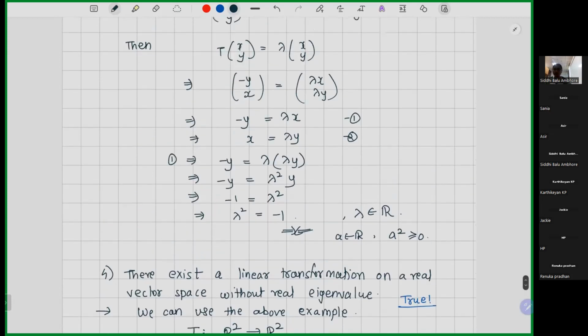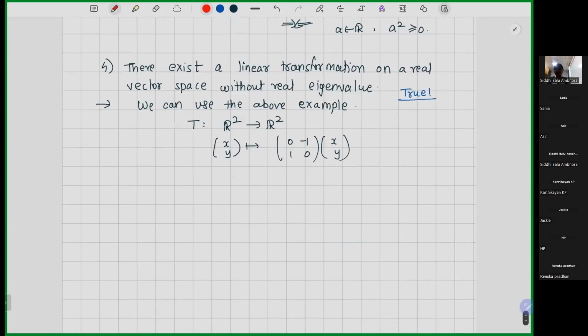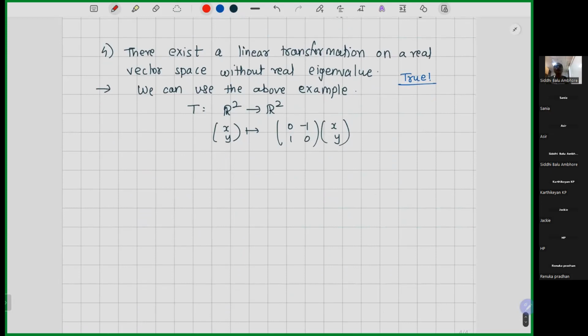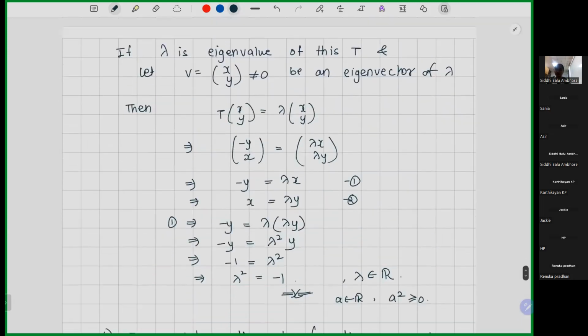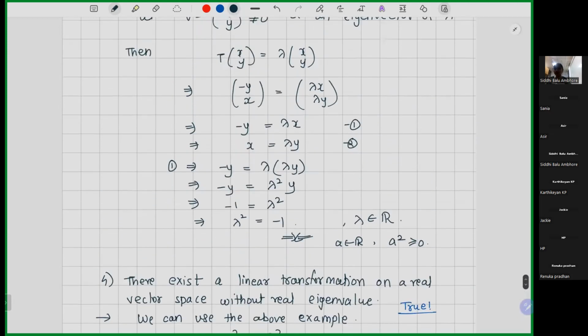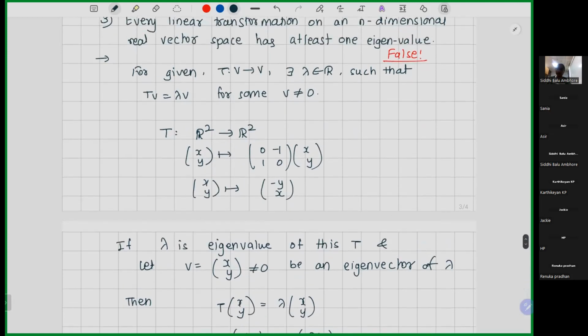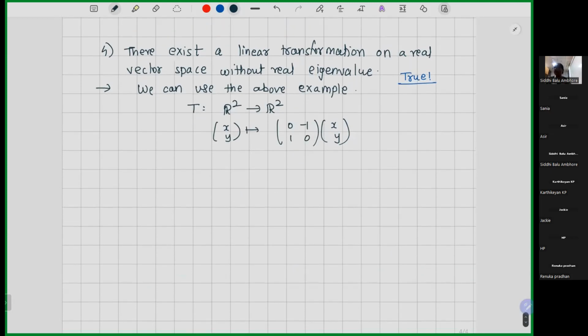Okay, and this was false, that every linear transformation on real vector spaces need not have a real eigenvalue. Is it okay? This question was just changing the wording of the third question: there exists a linear transformation on a real vector space without a real eigenvalue, and this is true because this linear transformation does not have any real eigenvalue. Okay, please ask if you have any doubt.